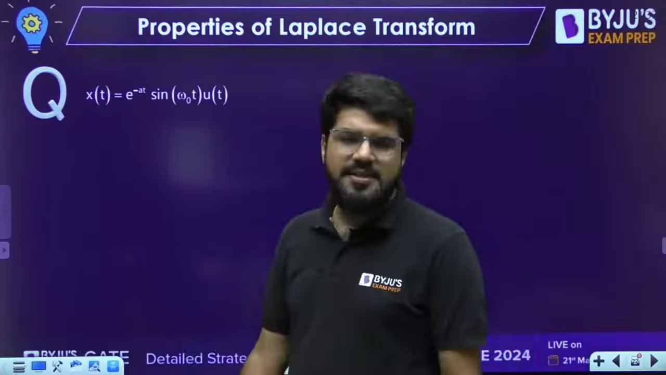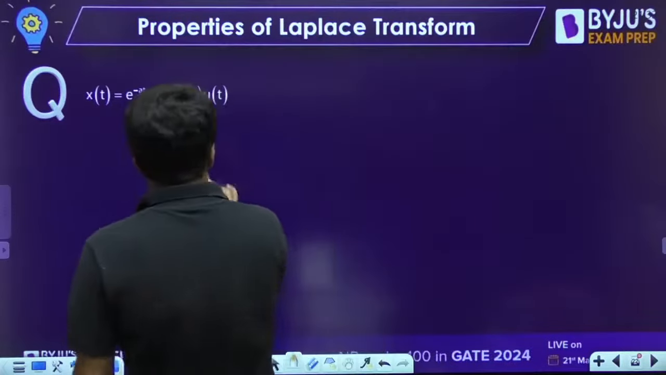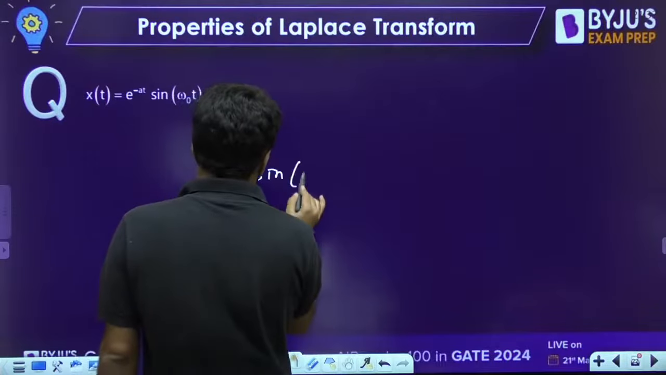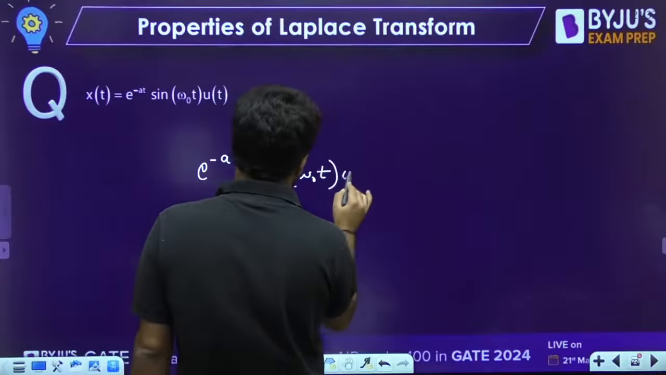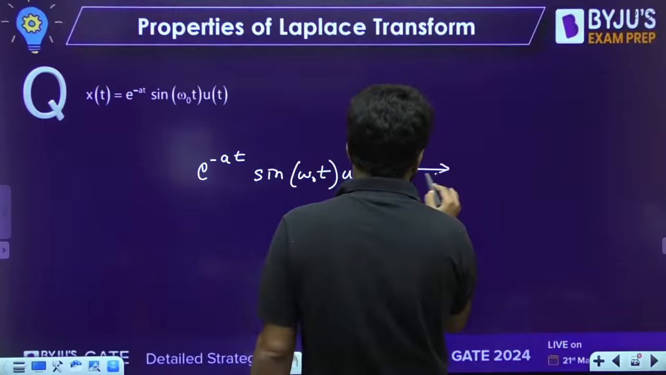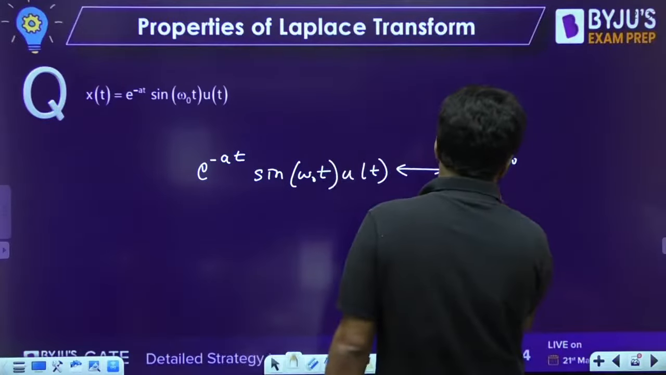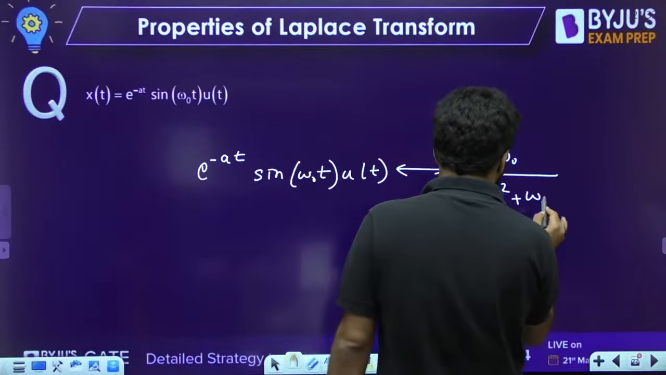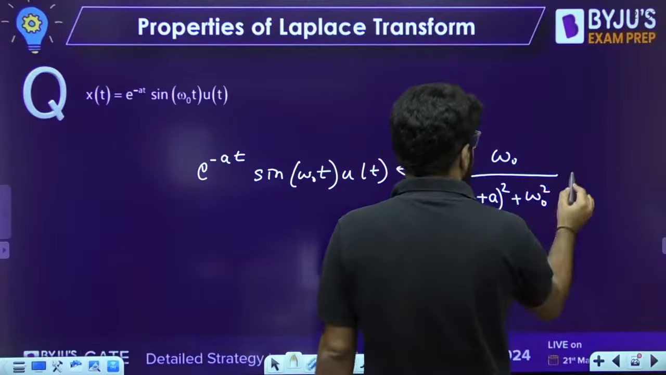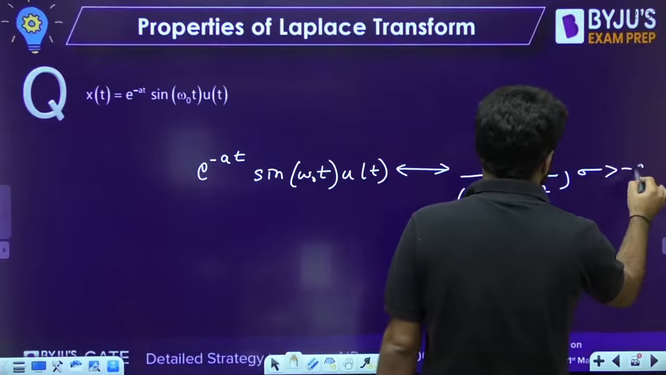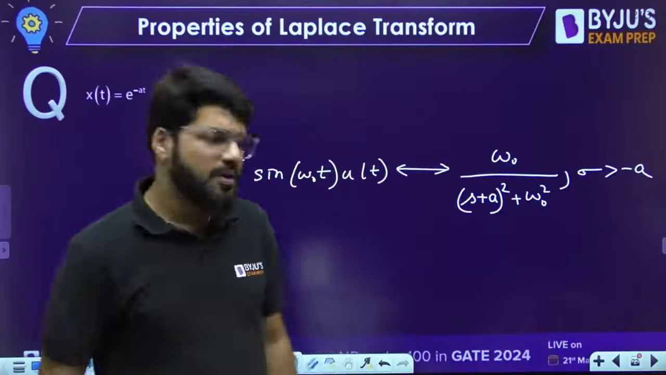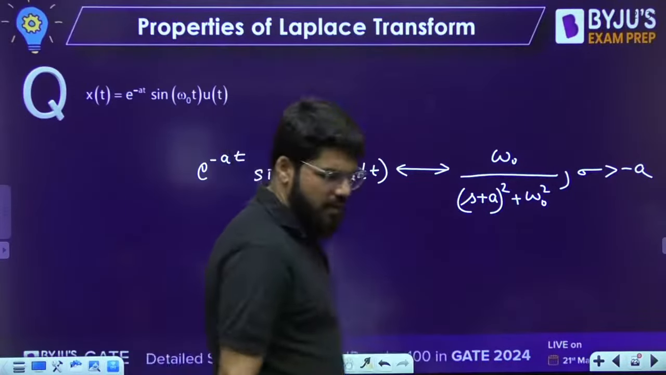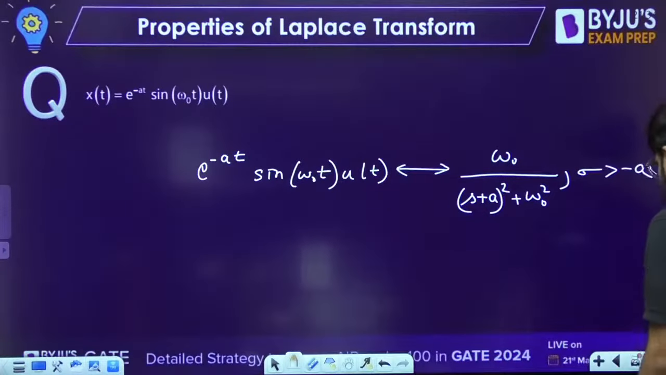Similarly, for the sine signal, let me write down the result for you directly. Like we derived for the cosine signal, e power minus at sin omega naught t u(t) will have the Laplace transform omega naught upon (s plus a) whole square plus omega naught square. Only s will be replaced by s plus a. Again, sigma greater than minus a. This can be written directly. Moving ahead to the next property.